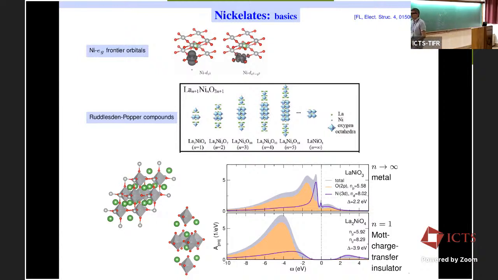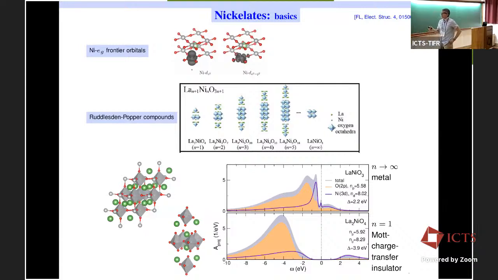The nickel doesn't go very easily into an oxidation state above 2+, let's say, below d8 occupation. Even if you normally have d7, it usually turns out that there's a ligand hole, meaning that the hole is not on the nickel anymore, but it's transferred to the oxygen.